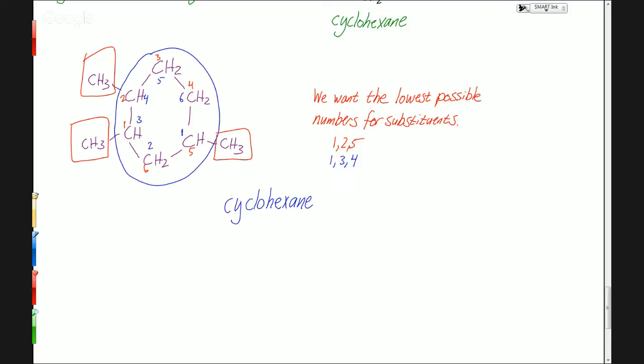Upper left and go down. I run out of colors here. So 1, 2, 3, 4, 5, 6. That gets us 1, 2, 4. So what are the lowest possible numbers there? 1, 2, 4. So we're going to go 1, 2, 4. Trimethylcyclohexane. And that's our name.